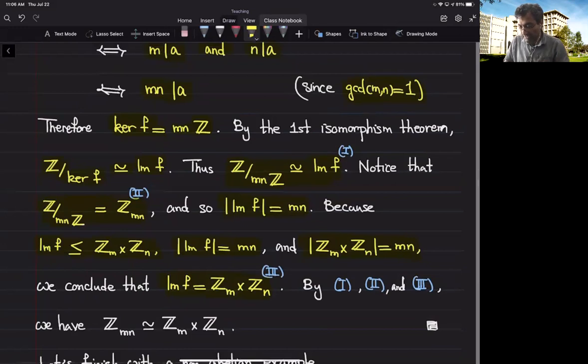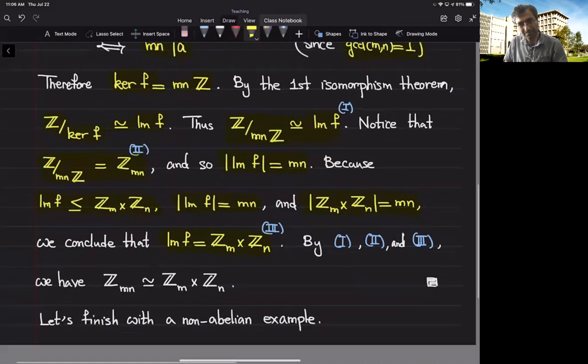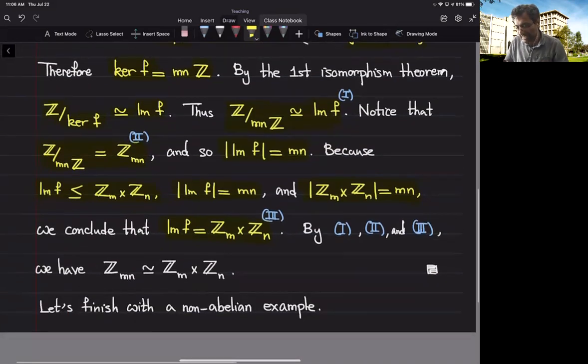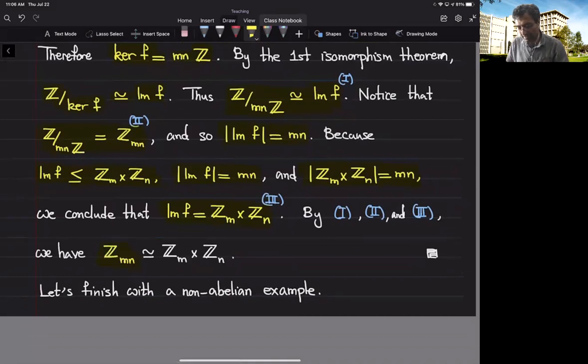So we had already discussed that Z_mn is isomorphic to the image. Now we showed that the image is equal to Z_m cross Z_n. We deduce that Z_mn is isomorphic to the Cartesian product Z_m cross Z_n. This is called the Chinese remainder theorem.